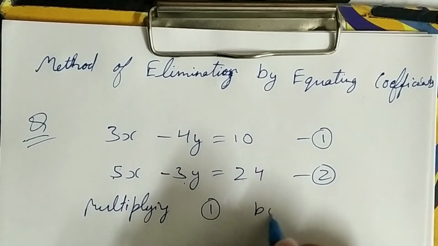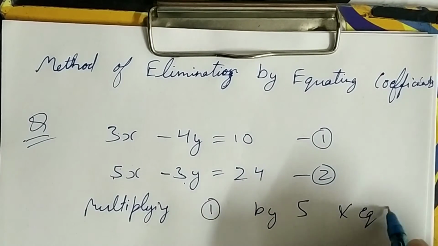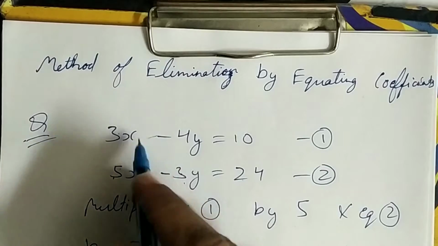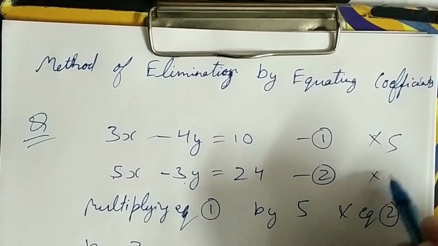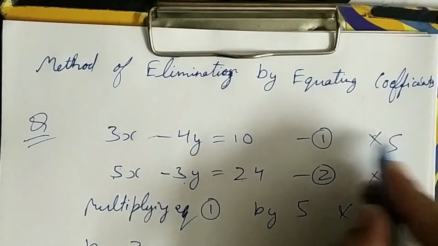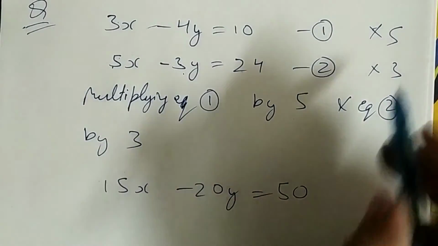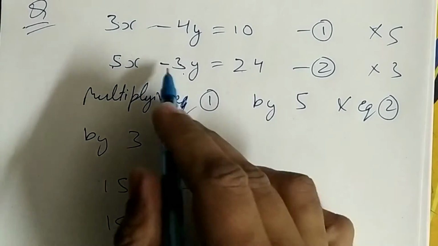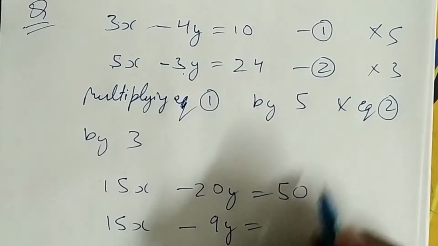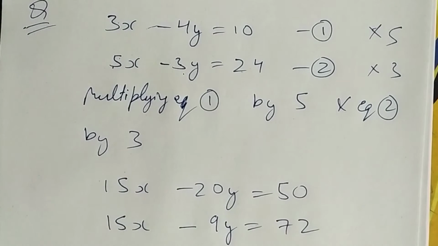So multiplying equation number 1 by 5 and equation 2 by 3, we get 15x minus 20y equal to 50. In the same way, 15x minus 9y equal to 72.